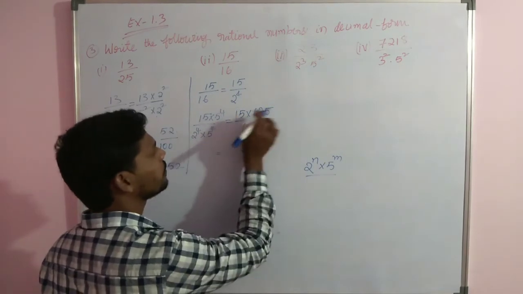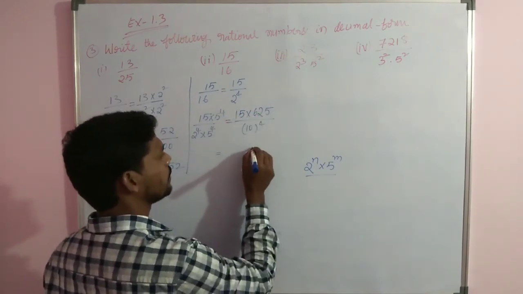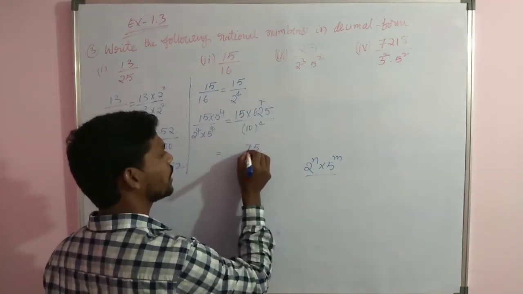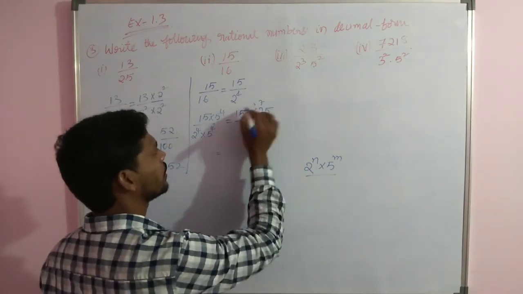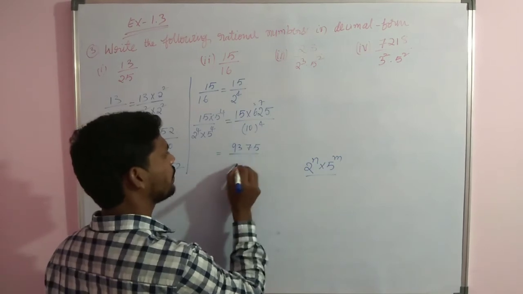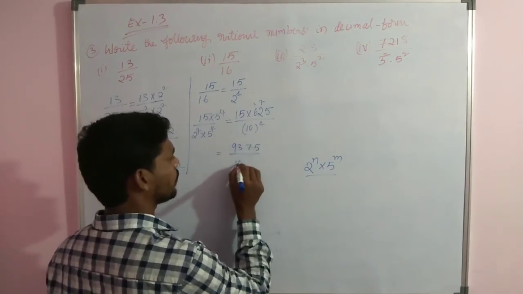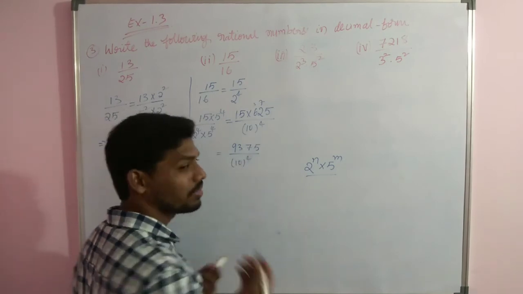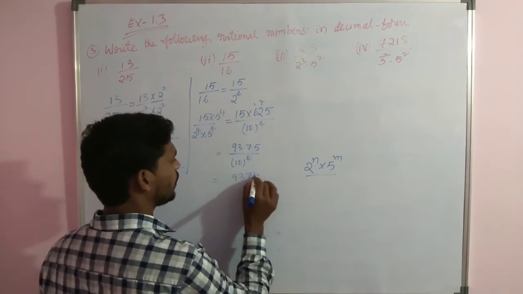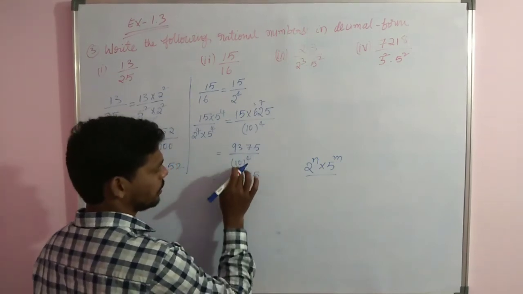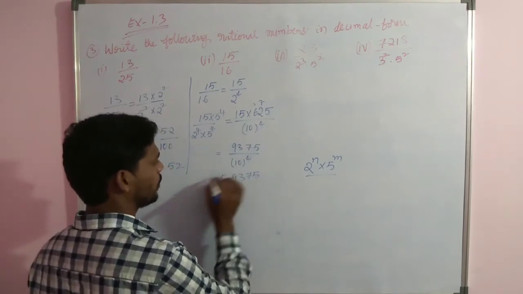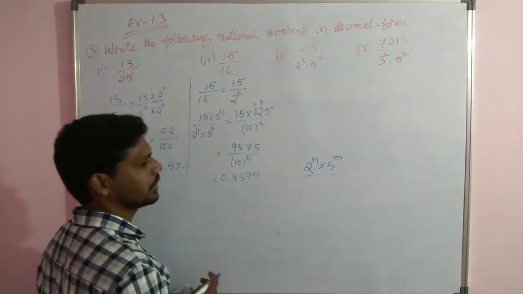Here 15 table: 15 5s are 75, 7 carried. 15 2s are 30, 30 plus 7 is 37, 3 carried. 15 6s are 90, 90 plus 3 is 93, divided by 10 to the power of 4. 10 to the power of 4 is 1 followed by 4 zeros. So this can be written as 9375. To remove the denominator 10 to the power of 4, keep the decimal point 4 digits from the right, that becomes 0.9375.